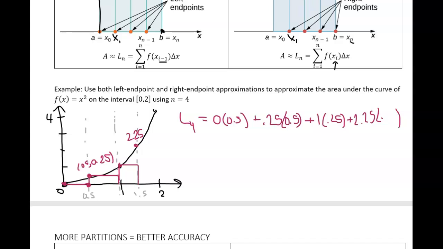Based on this picture, you guys can tell that this is a left-hand approximation. Sorry, I'm just fixing that. I started putting 0.25 instead of putting 0.5. This left-hand approximation is an underestimate because each rectangle I drew was underneath the curve.